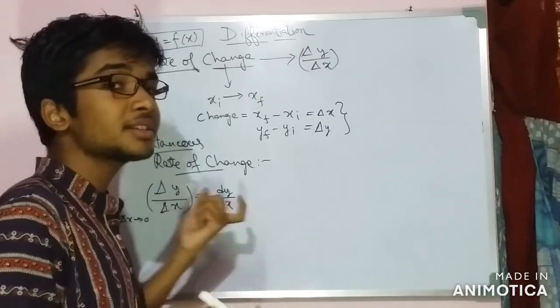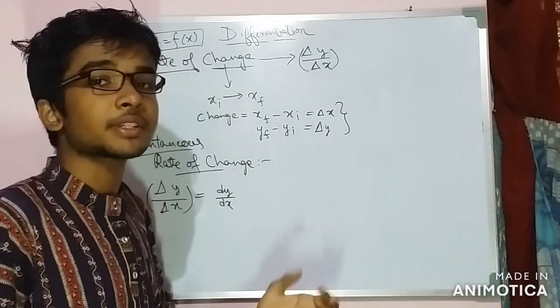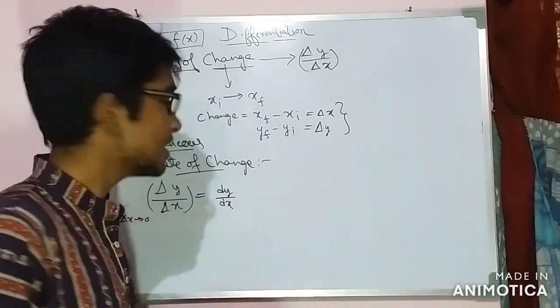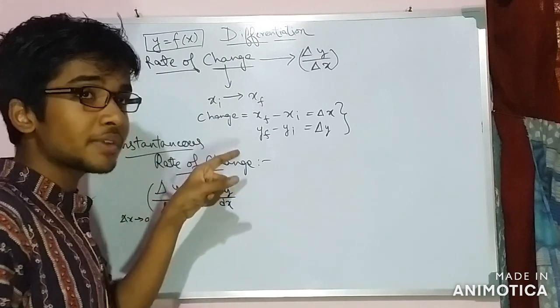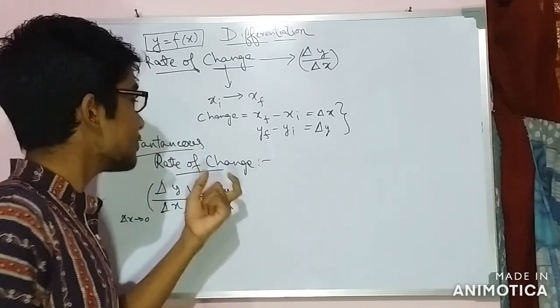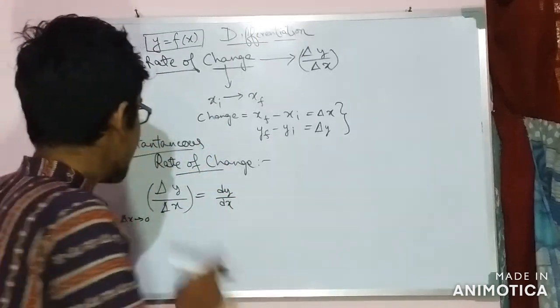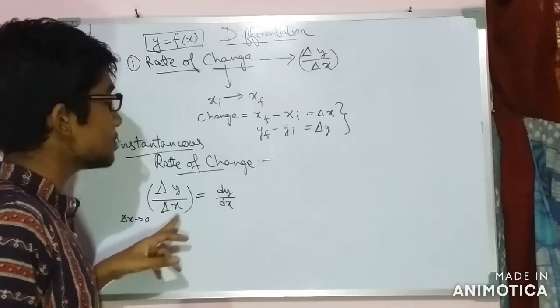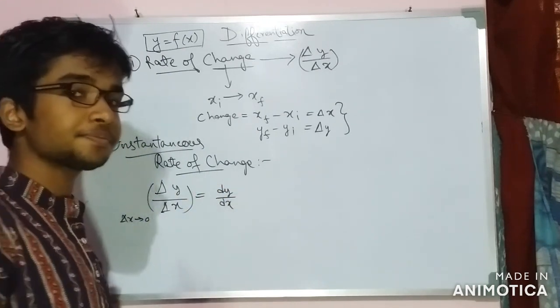Last class I told you what is dx. It is called the differential of x, which is a very elemental change in x. And since y is a function of x, due to the small change in x, y has also changed by a small value of dy. And that is why instantaneous rate of change we can write as dy by dx.